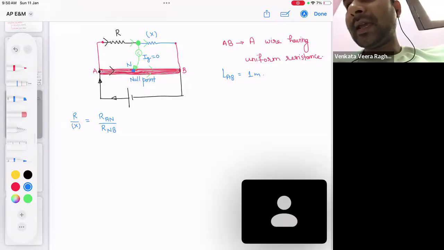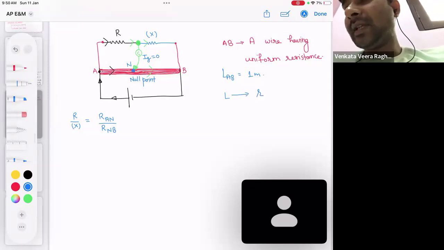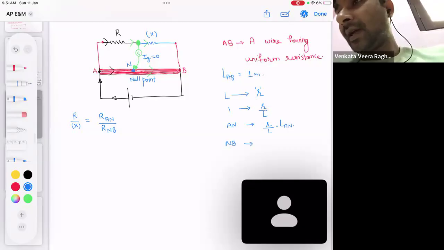So you see, can I say that length L, capital L, has some resistance R? L length has some resistance R. The unit length will have what resistance? R by L. So AN length will have what resistance? Can I say R by L into the length of AN? And in the same way, NB length will have resistance R by L into the length of NB.